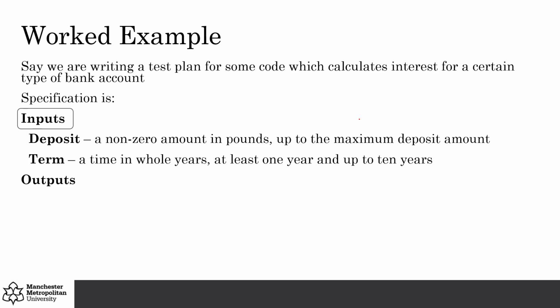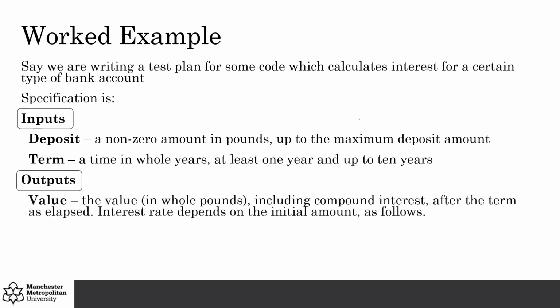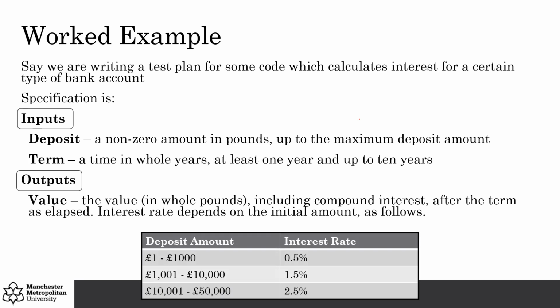And then the term is going to be a term in whole years, at least 1 year and up to and including 10 years. And then the output will be a value in terms of how much they will earn, how much they will net in interest, including the amount they deposited after the term has elapsed. So the interest rate depends on the initial amount as follows.